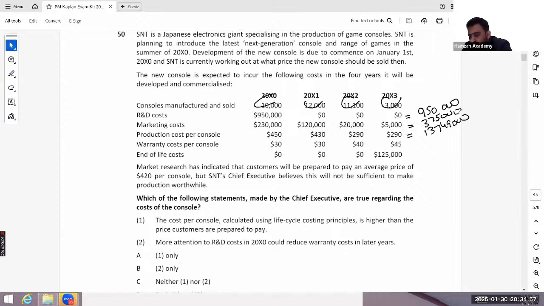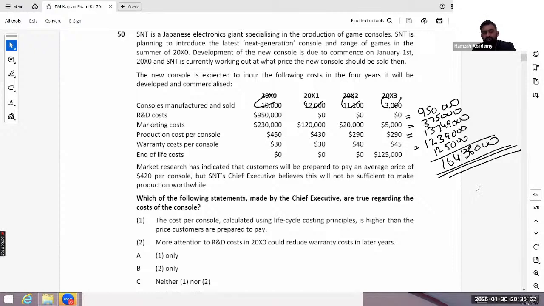Then we have a warranty cost. Again, 3 lakh in X0. Then 12,000 into 30. It will be 3,60,000 in X1. And for X2 it is 40 into 11,100. And 45 into 3,000. And it will give you a total of 12,39,000. 12,39,000 total warranty cost. And end of life cycle cost will be 1,25,000. So the total cost, if you sum it up, will be 164,38,000. This is the total cost of the product over the life cycle.